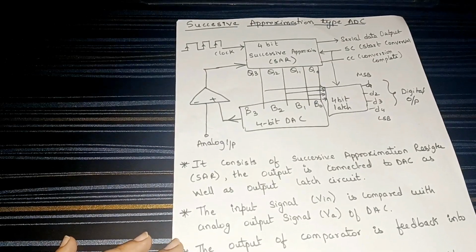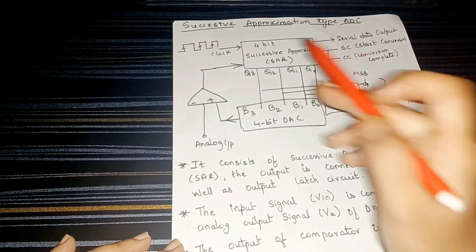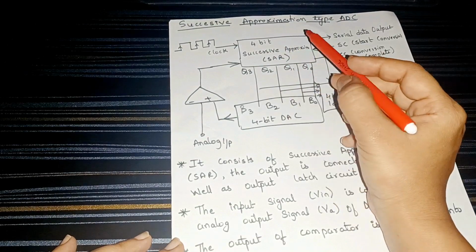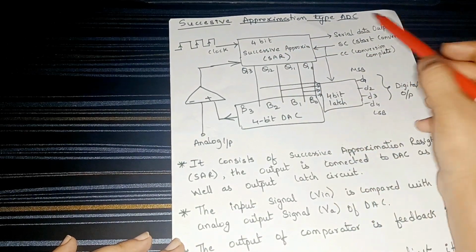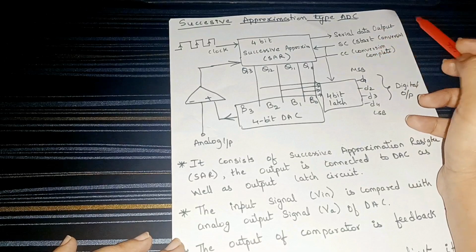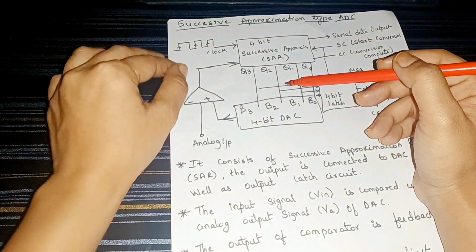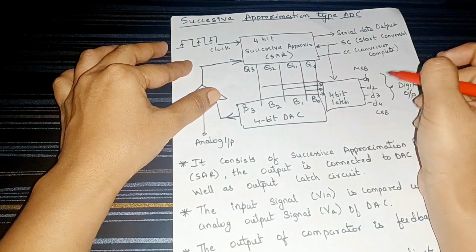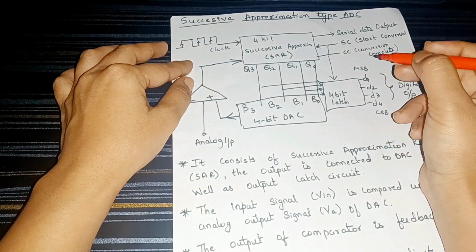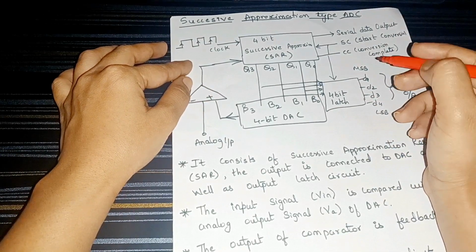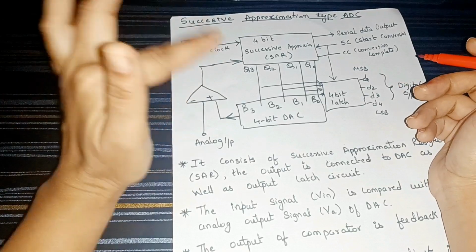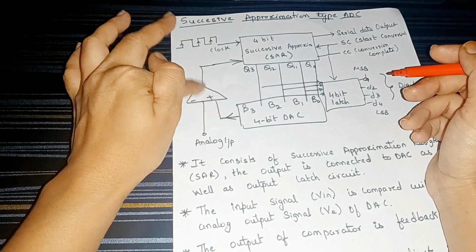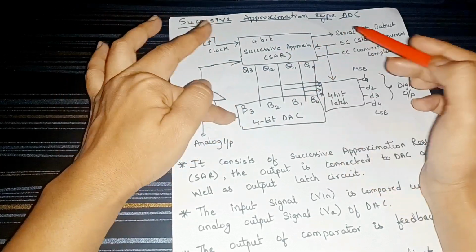Next we have the successive approximation type ADC. Here it takes analog as the input and we use one comparator. The 4-bit SAR takes the serial data and starts the conversion. It takes the analog input and checks whether this analog input can give the output or not. For example, if I am taking 100, we have to check whether it can be a higher value or a lower value. The comparator is used for giving feedback to the SAR, that is the 4-bit approximation register.